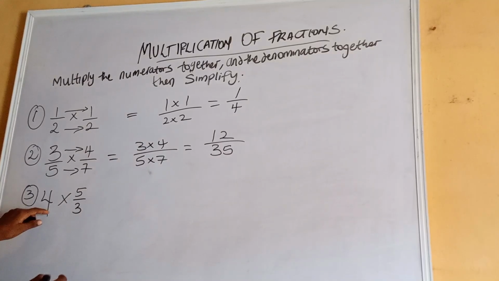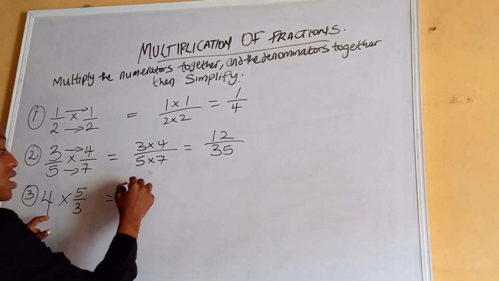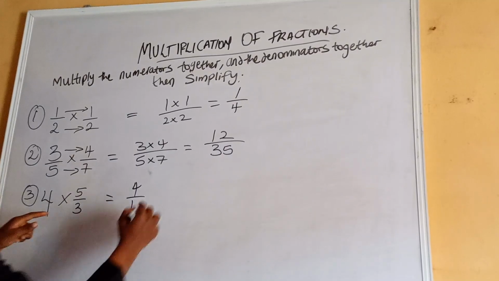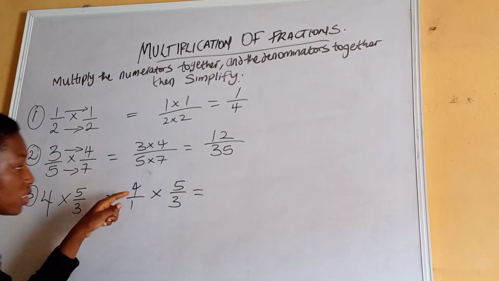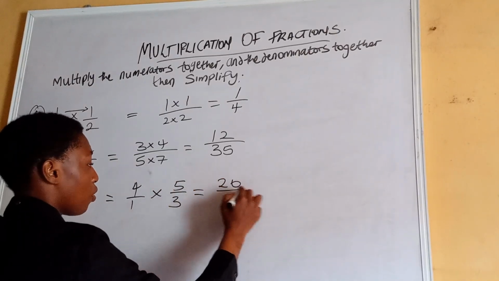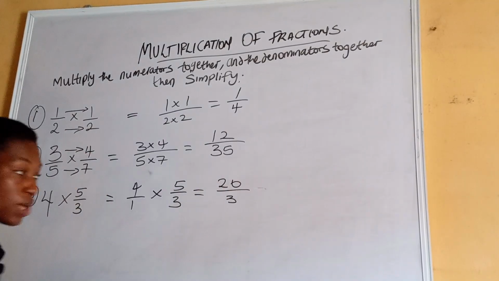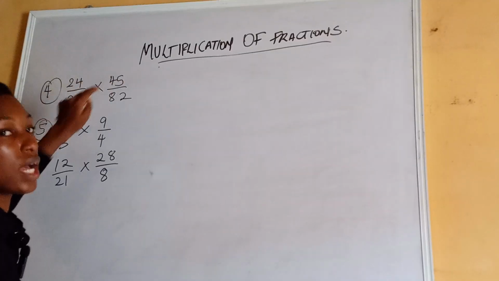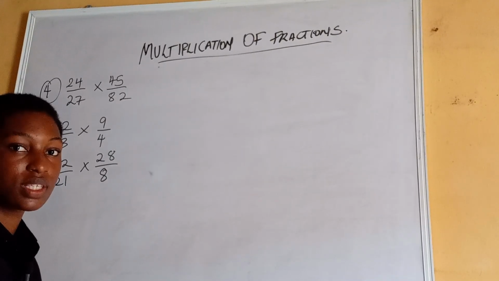Over here you have 4 times 5 over 3. Now bear in mind that this 4 is still the same thing as 4 over 1, times your 5 all over 3, which is equal to 4 times 5, which is 20, all over 1 times 3, which is 3. That's your final answer. So you can keep on multiplying the numerators and then multiplying the denominators together and then simplifying. You will still get your answer.